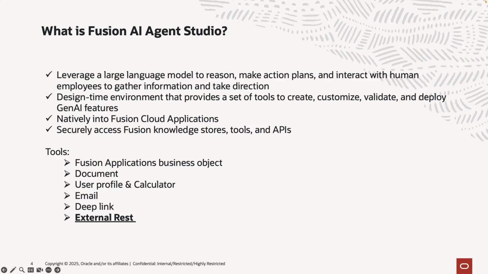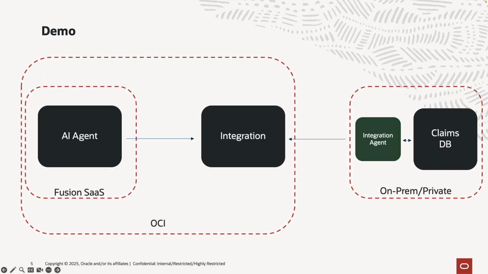But the issue comes when you're trying to access databases or data stores which are private, whether in another cloud or on-prem. These agents cannot access those APIs directly, because they're private and not available on the public internet. And in those cases, Integration Cloud can shine, right?